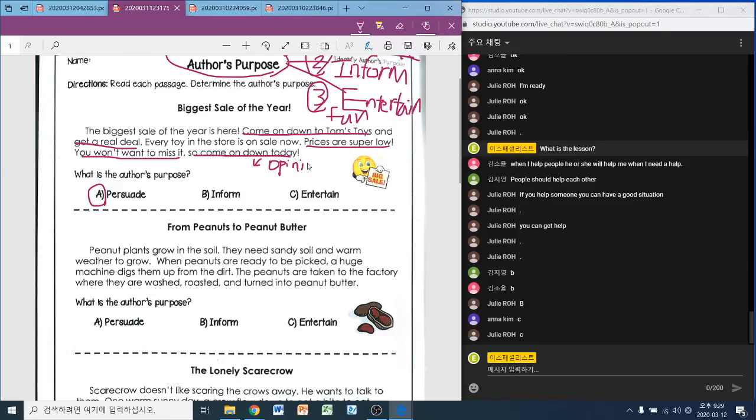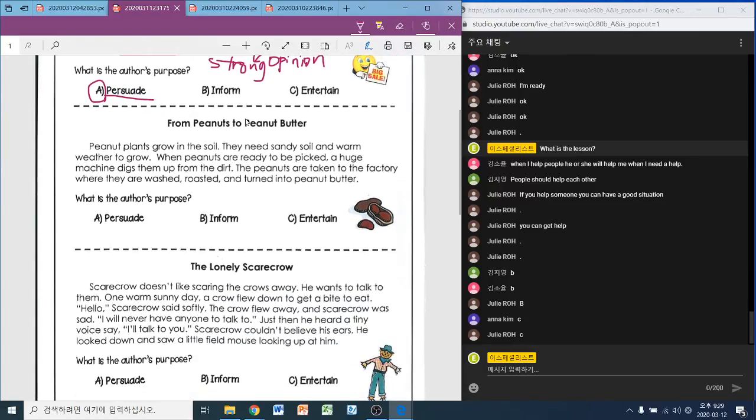You tell your opinion to others to come, okay? It's kind of what opinion? Strong opinion. Okay, tell other people, come on, the price is really low. Come on, come and get some toy. It is a very strong opinion. So the answer is A, persuade. Do you understand? The answer is A. Beep, sorry. Okay. Then next, we are going to try to get the answer again.